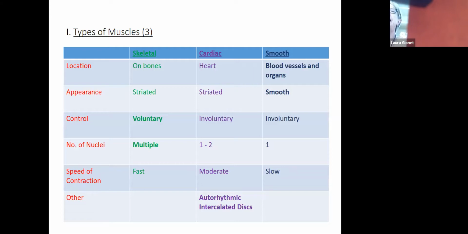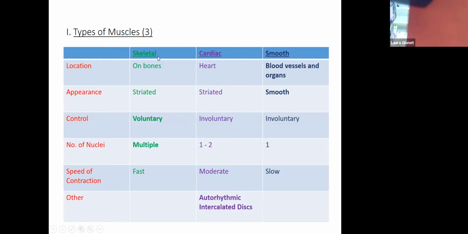So this is a nice handy dandy little chart, with, on the top headings, we have skeletal muscle in green, cardiac muscle in purple, and smooth muscle in navy bluish, right? And then going across, on the vertical axis, we have location, appearance, control, meaning nervous control, the number of nuclei, the speed of contraction, and then other features associated with it.